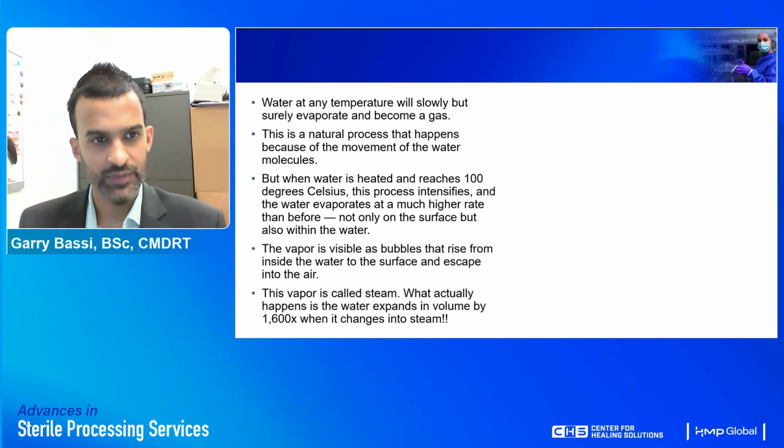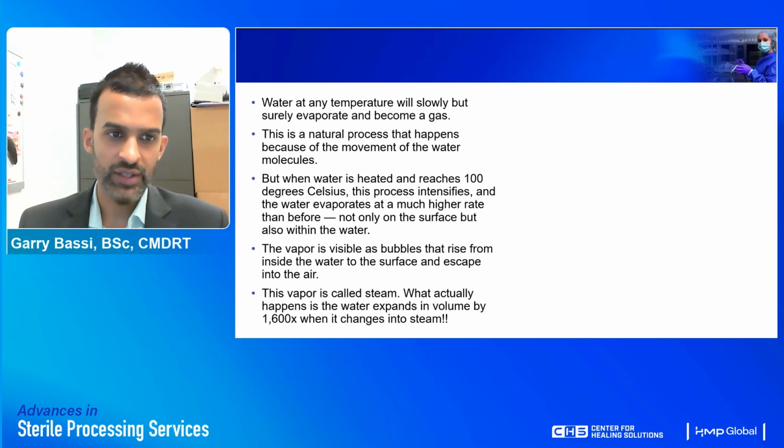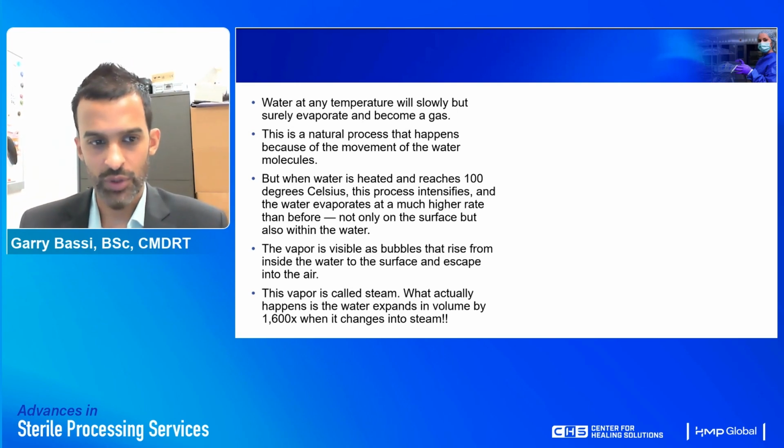Water at any temperature will slowly but surely evaporate and become a gas. This, of course, is a natural process that happens because of the movement of the water molecules. But when water is heated and reaches 100 degrees Celsius, this process intensifies and the water evaporates at a much higher rate than before, not only on the surface, but also within the water. The vapor is visible as bubbles that rise from inside the water to the surface and escape into the air. And this vapor is called steam. What actually happens is that the water expands in volume by 1,600 times when it changes into steam.